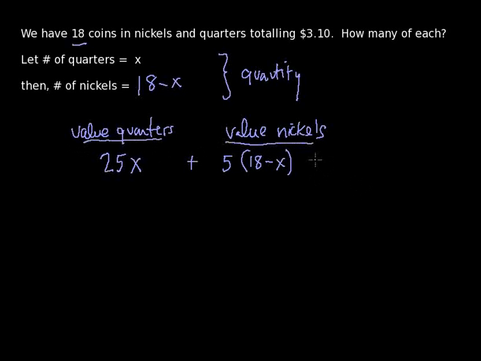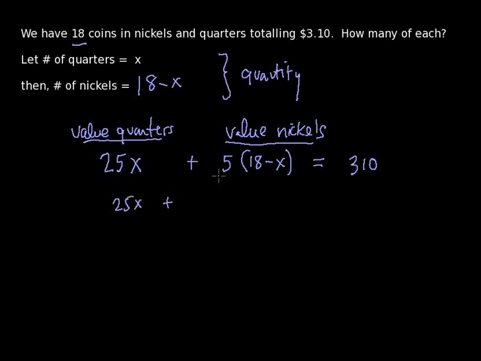The final piece of the puzzle is just to add them together, and that must equal our total value of all the coins that we have, in this case, 310 cents. You want to be consistent. If you're dealing with cents in value in your nickels and quarters, you want to deal in cents with your total quantity. Now it just becomes a simple algebraic equation, and let's solve it.